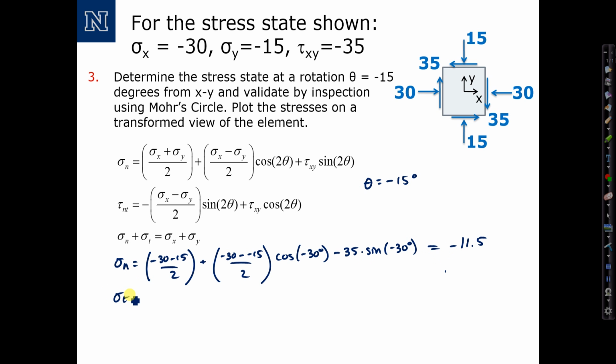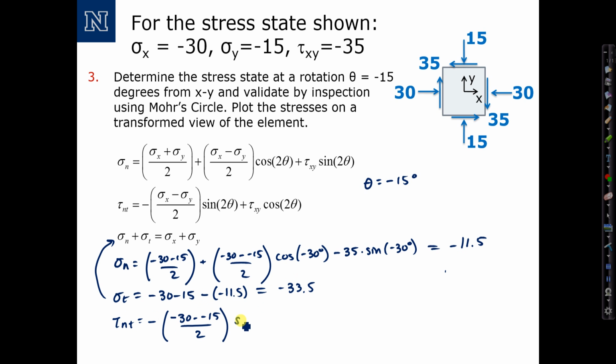We'll compute sigma t from this equation, equal to sigma x plus sigma y, negative 30 minus 15, minus sigma n, minus negative 11.5. That computes to negative 33.5. We'll compute tau nt as the negative of (sigma x minus sigma y), negative 30 minus negative 15, be very careful with signs, divided by 2, times sine of negative 30 degrees, plus tau xy, negative 35, times cosine of negative 30 degrees. That computes to negative 34.1.